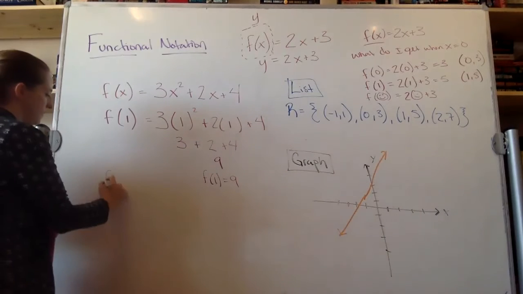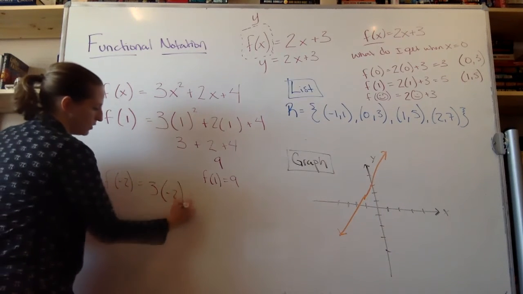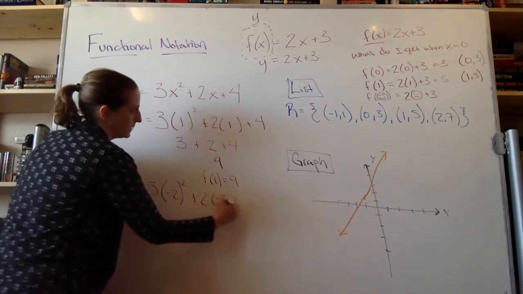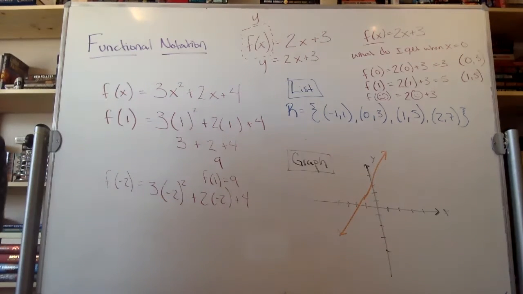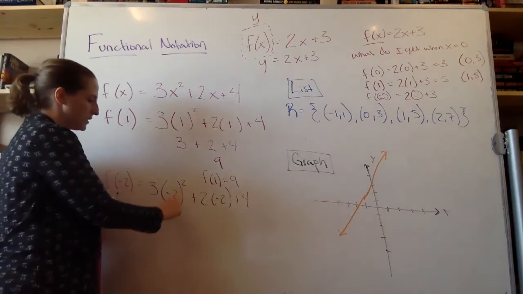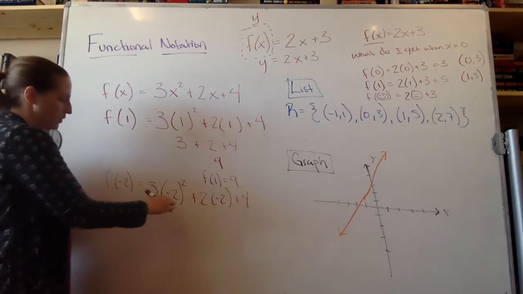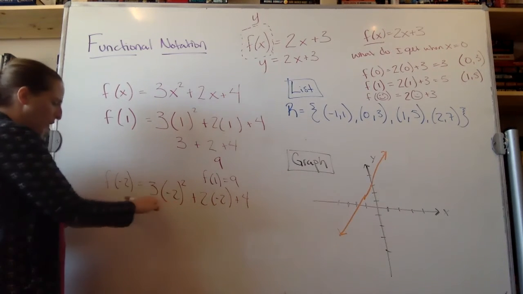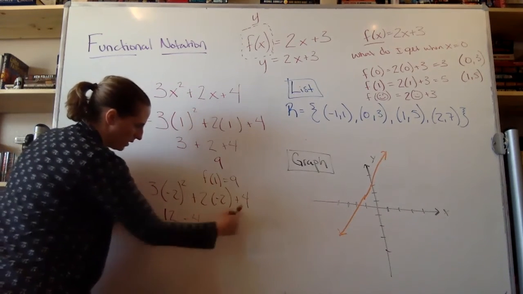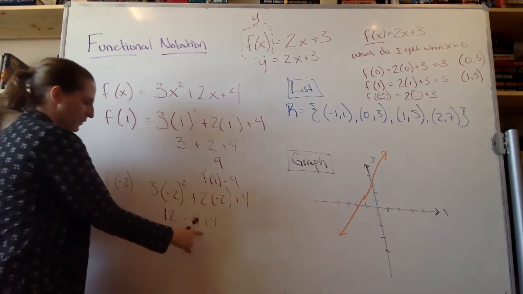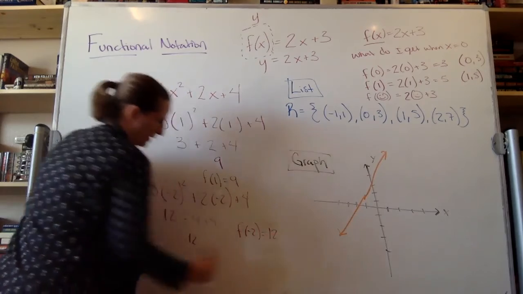Similarly, we could do f of, say, negative 2. Okay? That would be 3 times negative 2 squared plus 2 times negative 2 plus 4. I'm just replacing all of my x's with negative 2. I'm going to use order of operations to simplify this. Order of operations says we do parentheses and exponents first. Negative 2 squared is negative 2 times negative 2. That's positive 4. Positive 4 times 3 is 12. 2 times negative 2 is negative 4 plus 4. 12 minus 4 plus 4 is 12. So that tells me that f of negative 2 is 12.